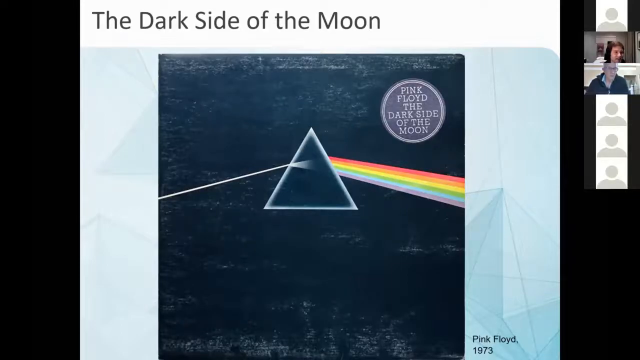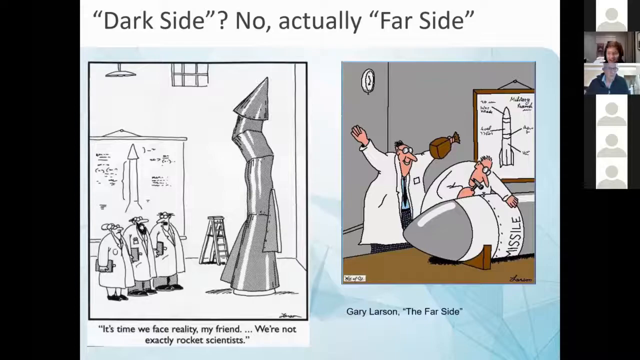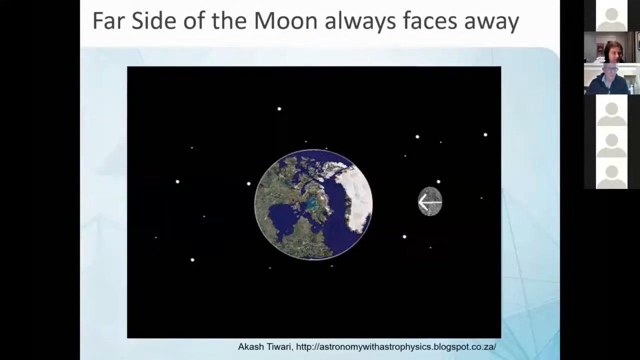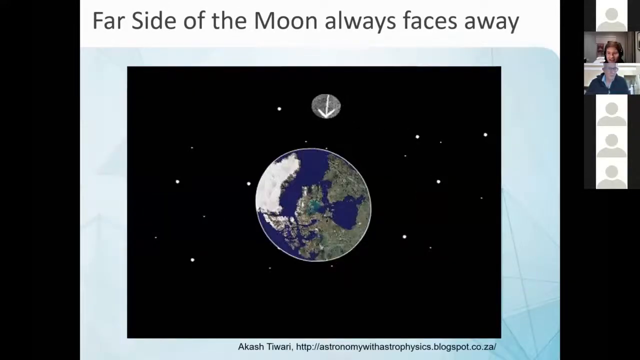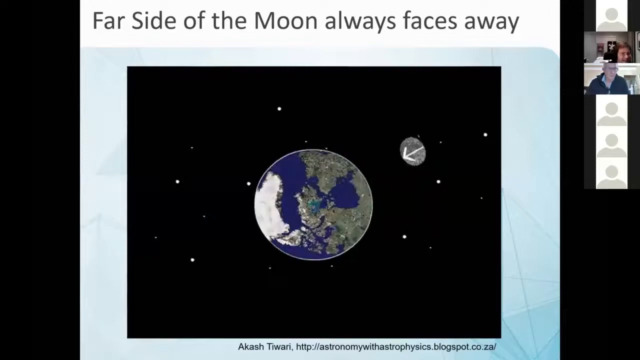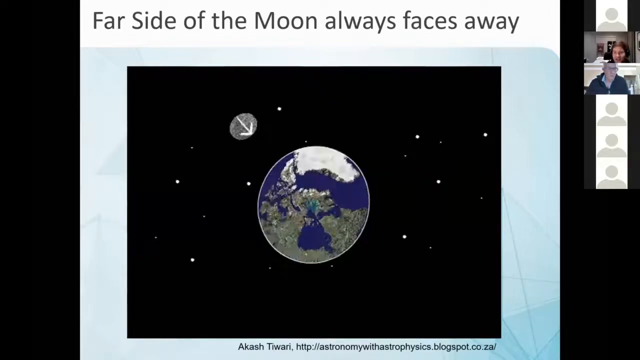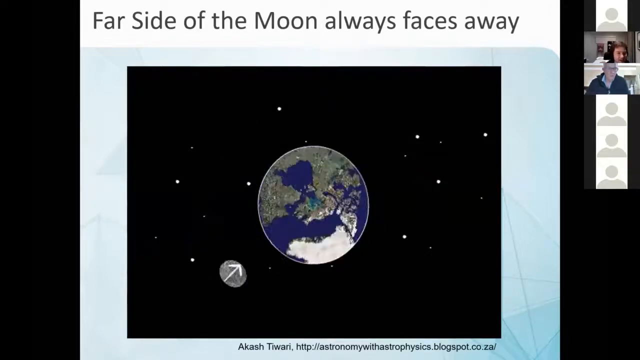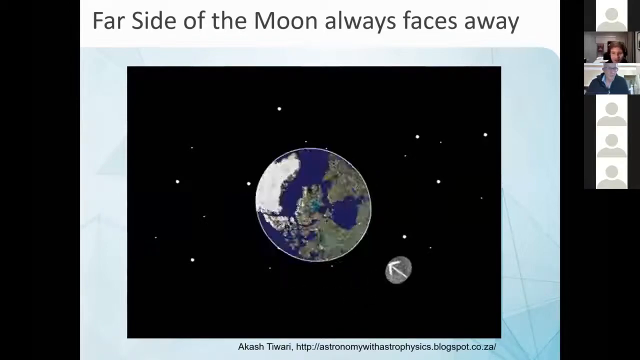But there is indeed a far side of the moon. I don't know if you know the cartoon called Far Side by Gary Larson. But what happens is, and again, I think I'm preaching to the choir here, so forgive me if I bore you with this, but the moon turns in such a way around the Earth that it's tidally locked, and the same side of the moon is always facing Earth.